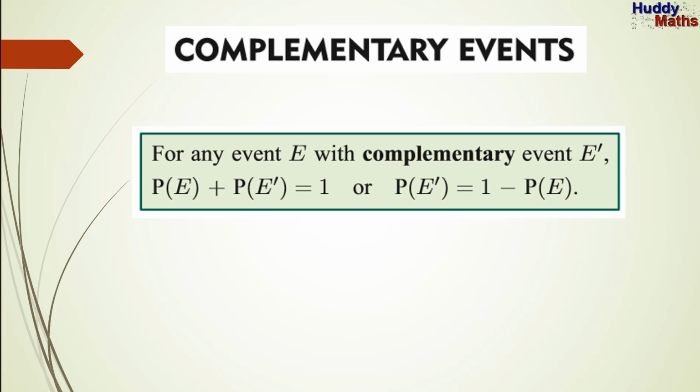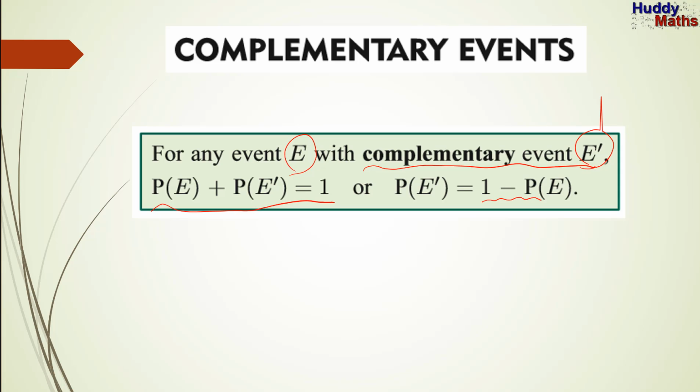Okay, let's just go to here. For any event E with complementary event E prime, which is an old rule now, the sum of them must come to 1, right? Because you either get E or you do not get E. So between the 2 of them, it must come to 1. You're either getting the event or not.